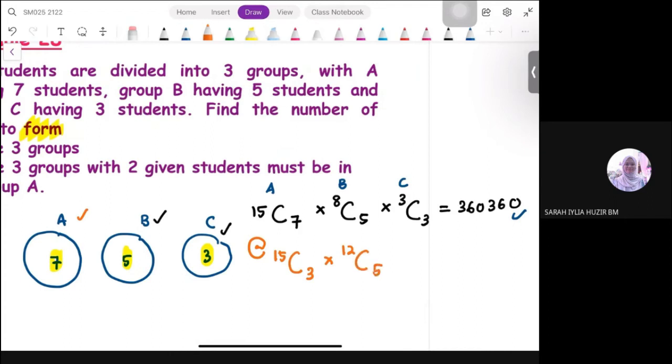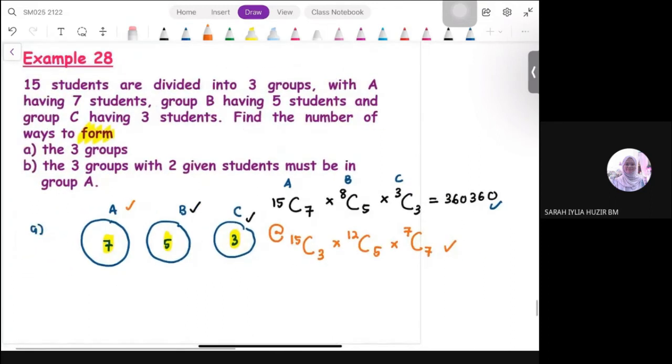Okay. And then remaining of them, tinggal berapa? 7. So, all of them kita choose into group A. We would still get the same answer. Dia tak kisah awak nak pilih mana group dulu, sebab kita just pilih, kita akan dapat jawapan yang sama. But then kalau arrangement, yes, dia important nak mula group yang mana-mana. Tapi kalau combination, it doesn't matter. Okay. So, here we would still get the same answer. Doesn't matter which group you choose first.